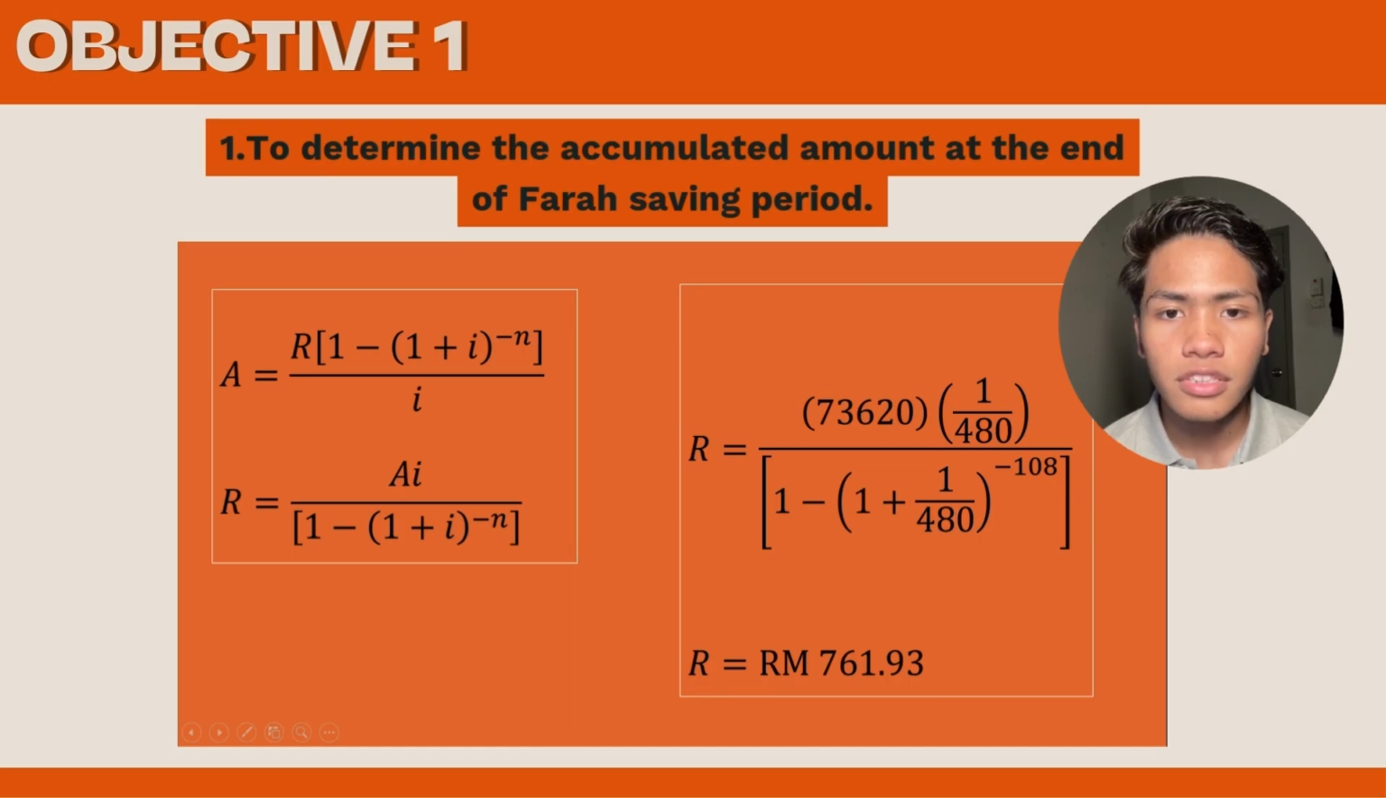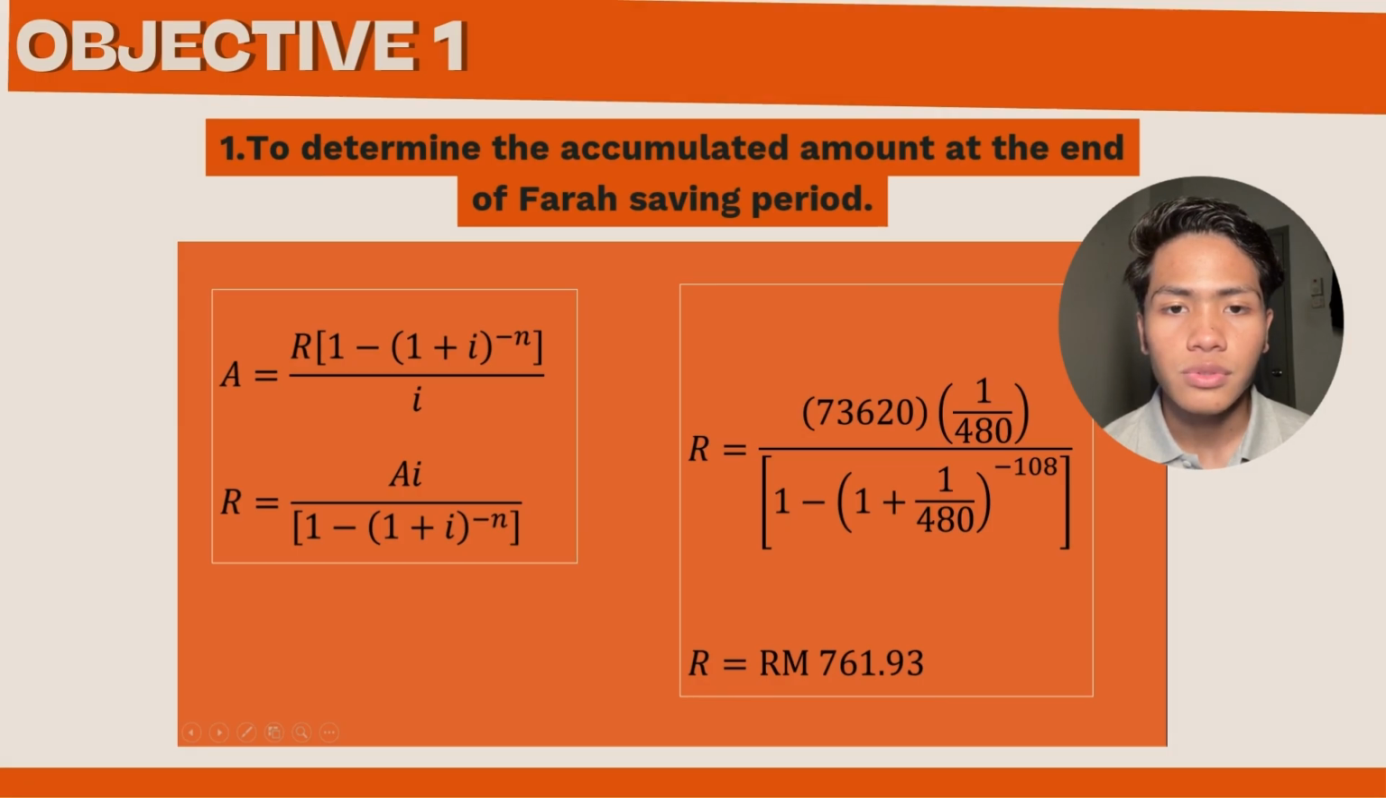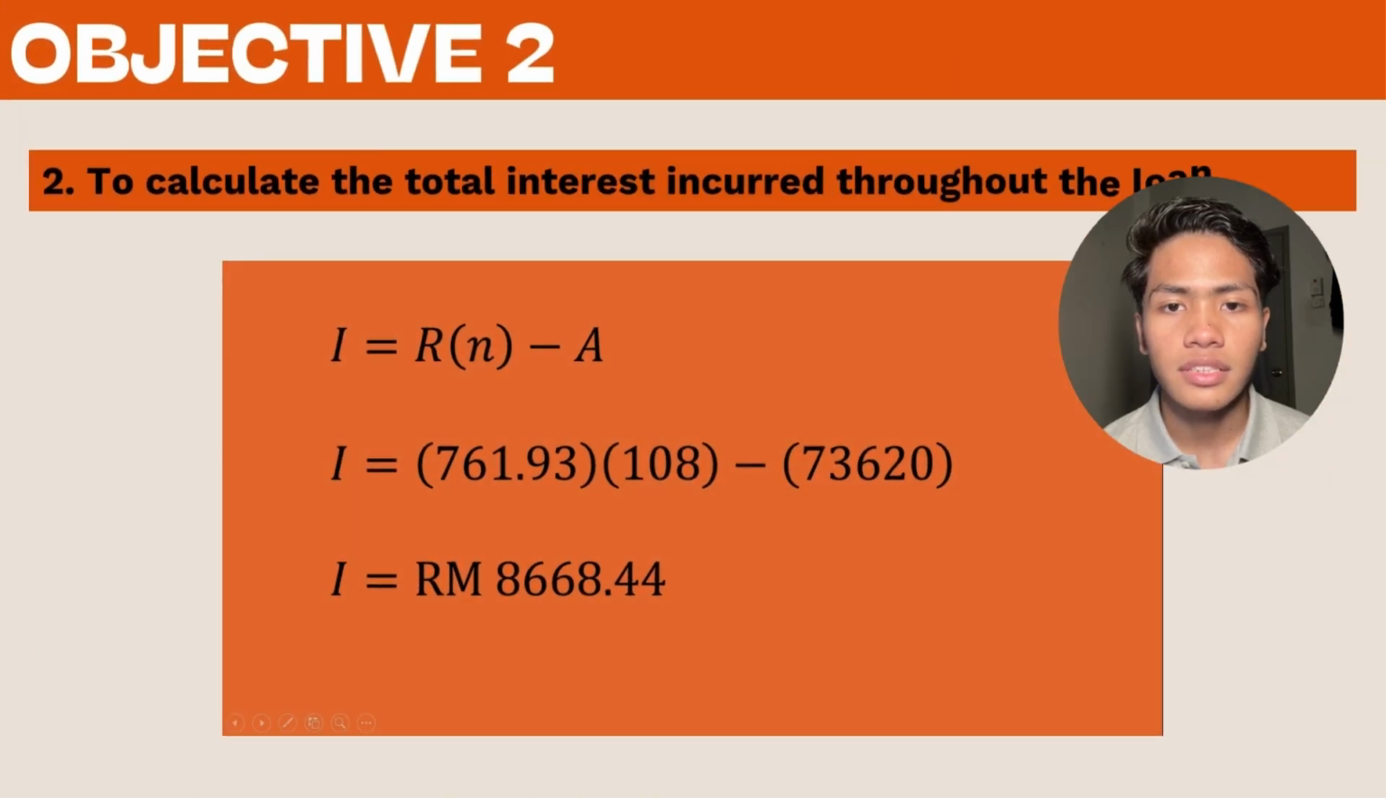So we just substitute the values into the formula. As we know, A is 73,620 times i, which is 1 over 480, divided by, in brackets, 1 minus 1 plus 1 over 480 to the power of negative 108. So after calculating, we get R, which is equal to 761 ringgit and 93 cents.